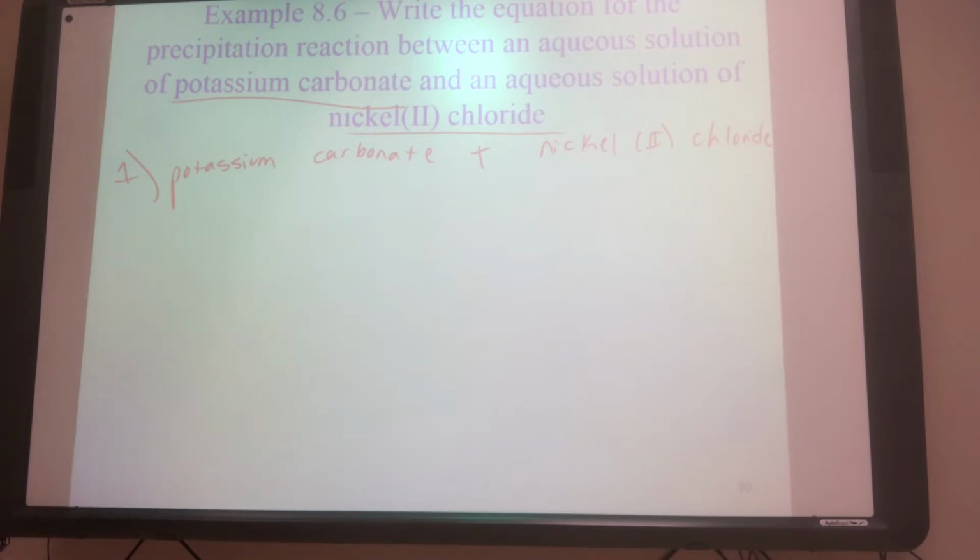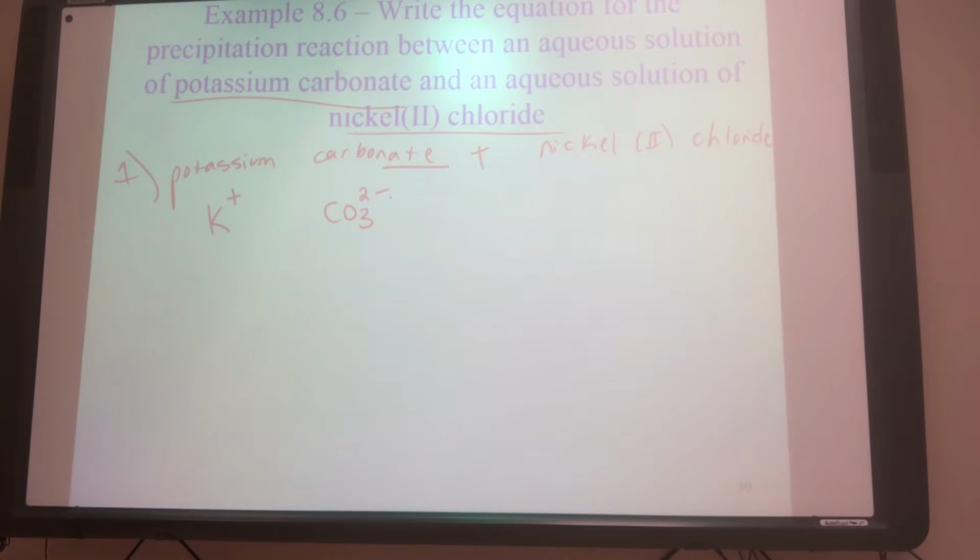So I have to say, okay, well, what's the symbol for potassium? It's a K. And then I look on the periodic table to see what group potassium is in. Potassium is in group 1, so that means it's a +1. Then I go to carbonate. I notice that it ends in ATE, so that means it's got to be one of my polyatomic ions. So I go to my chart for my polyatomic ions and I find carbonate is CO3 2-.